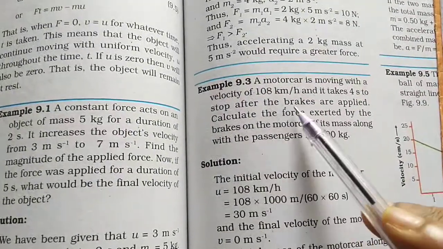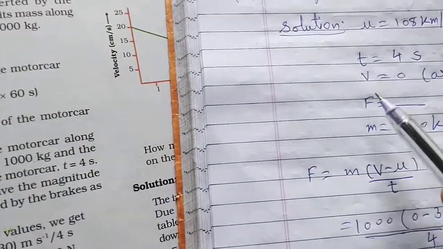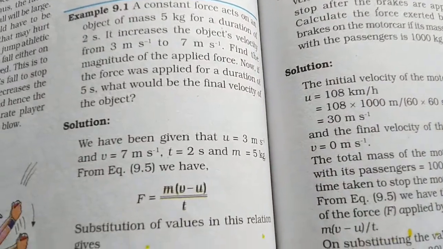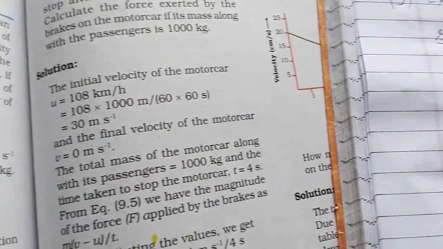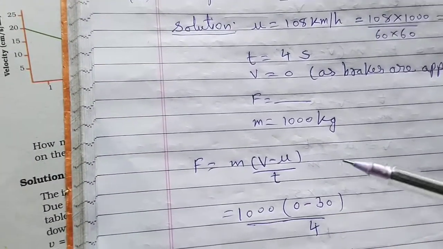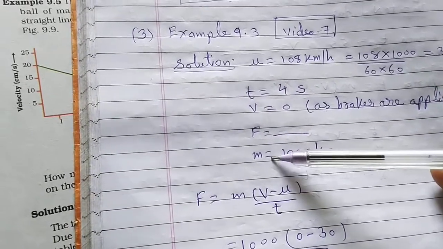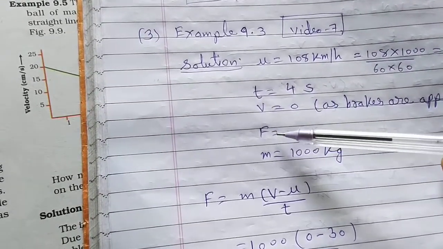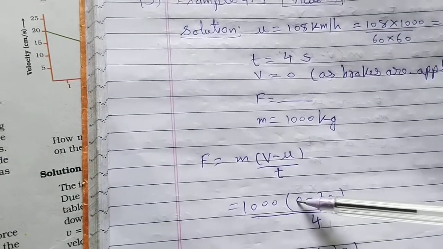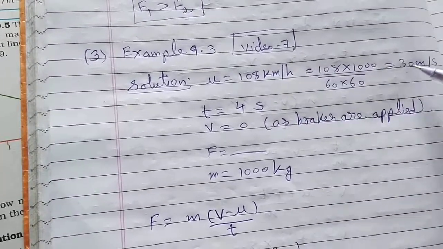Calculate the force exerted by the brakes on the motor car. So F is equal to dash. If the mass of the passengers and car is 1000 kg, mass means m, so m is equal to 1000 kg. Now we have v, t, m, and we have to calculate F. Here v is given as 0 and the initial velocity u is 30 meter per second.